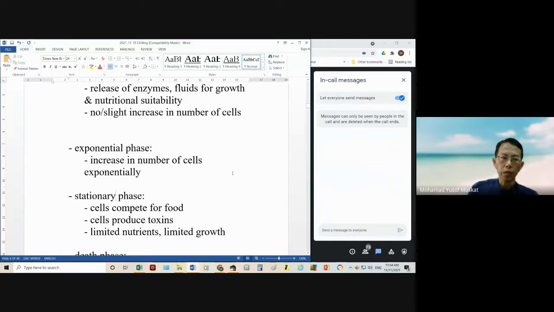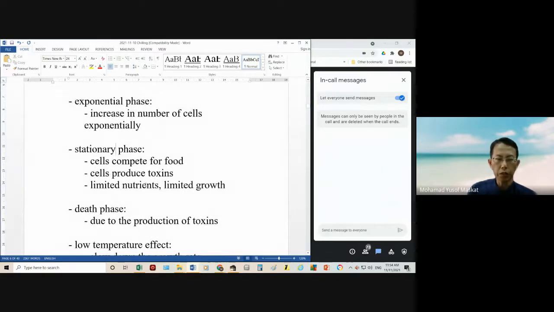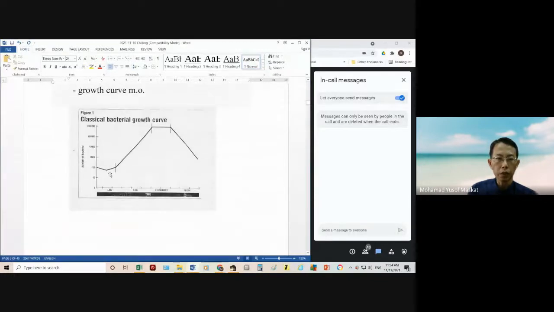And then after a while, it will taper off, level off. So that is what we call the stationary phase. Because when it is over here, it is adjusting itself. The surrounding environment is not really conducive for cell growth. After a while, it has acclimatized itself, and now the surrounding is conducive for its growth. Then it will start to grow at a very high rate. This is what we call the exponential phase, and then it starts to level off.